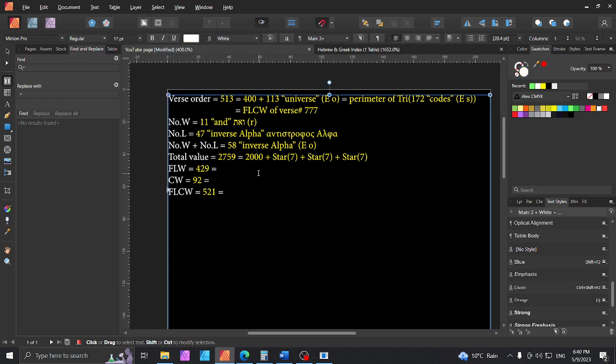Yes, so the first last words is 400 plus and in Hebrew. So this was the reduced value and this is the ordinal. Very convenient. That's riddles off in English ordinal. And guess what this is. That's 500 plus 7 plus 7 plus 7. So you got universe codes and inverse alpha.